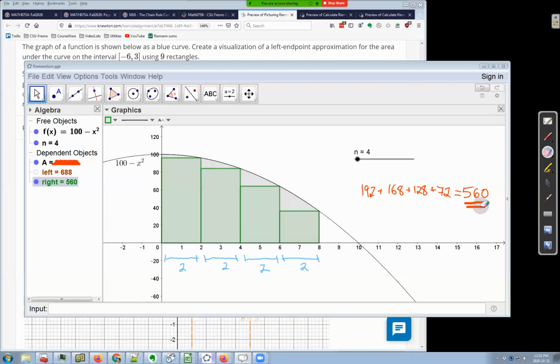But let's talk about what this is called. This number 560. Let's give this a name because this number is going to be important for your homework this week. And what this is called is a right Riemann sum. So I'll write that down on the board. This is called a right Riemann sum.